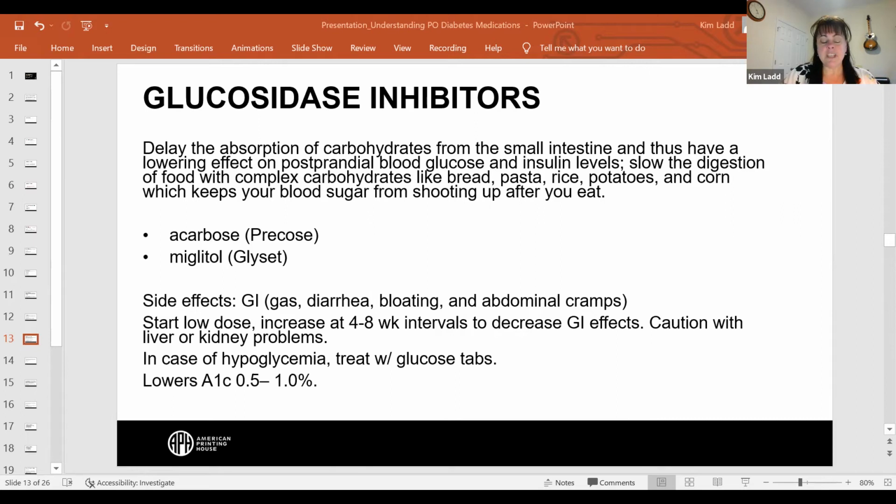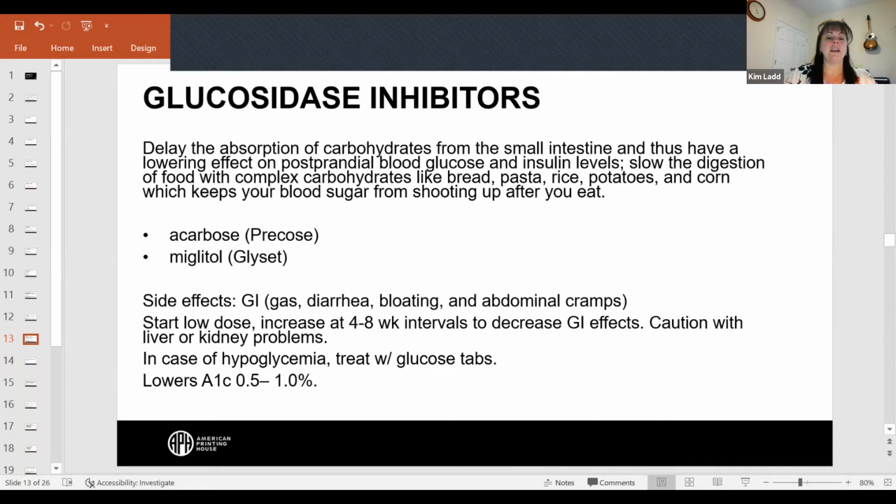So the side effects of these medications are GI in nature, meaning gas, diarrhea, bloating, and abdominal cramps. To help prevent the GI effects, you want to start at a low dose and then slowly increase the dose over 4 to 8 weeks. If you do have liver or kidney problems, these are probably not medications you want prescribed to you, but that would be the decision of your doctor depending on the problems that you do have. They can cause low blood sugar, so you need to be aware of low blood sugar symptoms in you and monitor your blood sugar level so that you can treat it appropriately. These medications tend to lower your A1C by 0.5 to 1%.